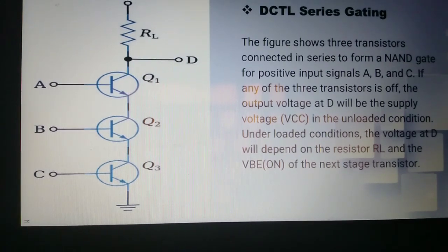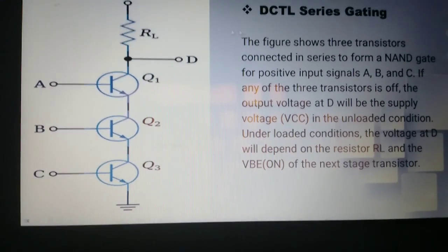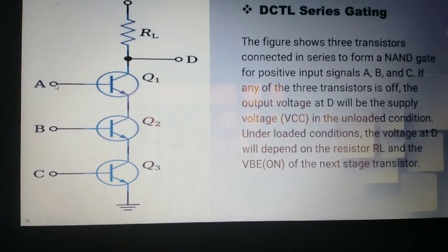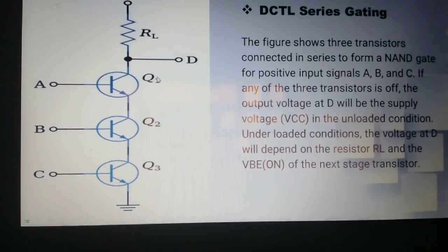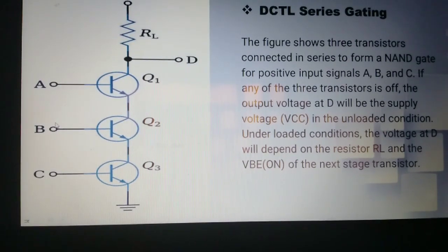So, doon na tayo sa circuit ng DCTL. So, may iba-ibang klase ng circuit ang DCTL. May DCTL series gating. So, itong DCTL series gating is gumagamit siya ng NAND gate. So, di ba ang NAND gate, pag ang mga input niya is low, halimbawa itong input A, B, and C is low, the output will be high. Tapos kung ito naman lahat ng ito ay naka-high or naka-on, halimbawa ito A, B, C is high, the output will be low kasi nga NAND gate siya.